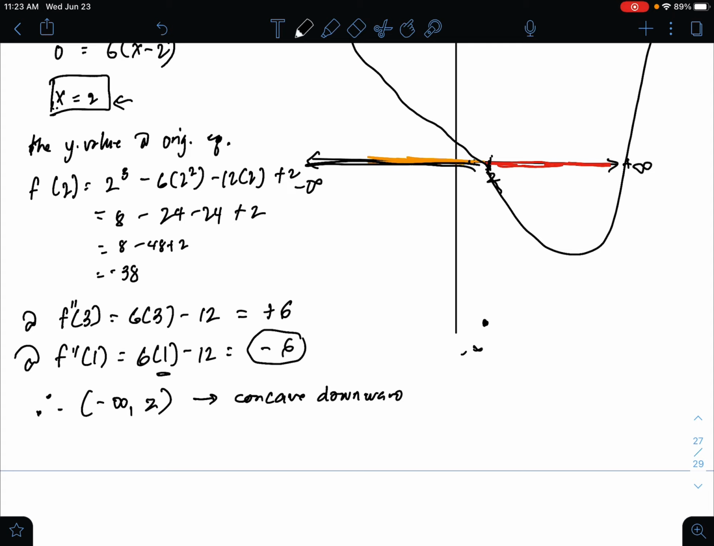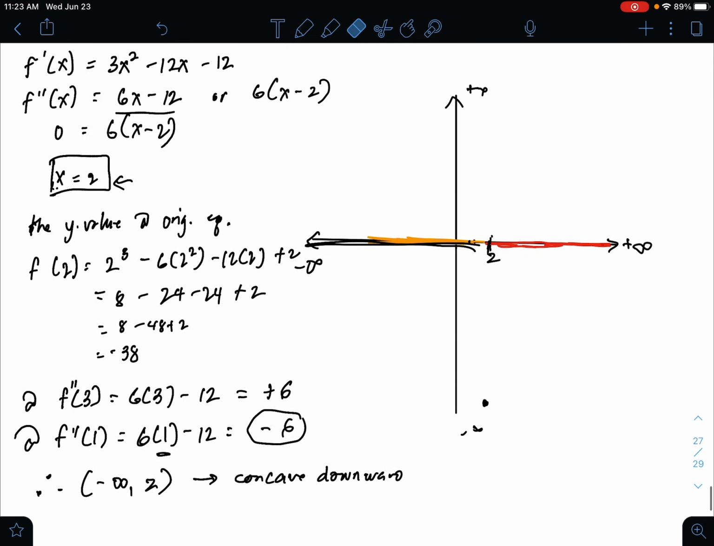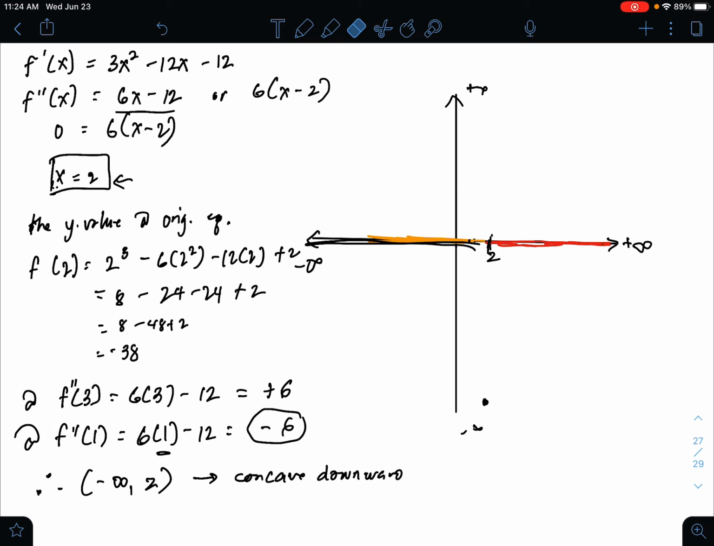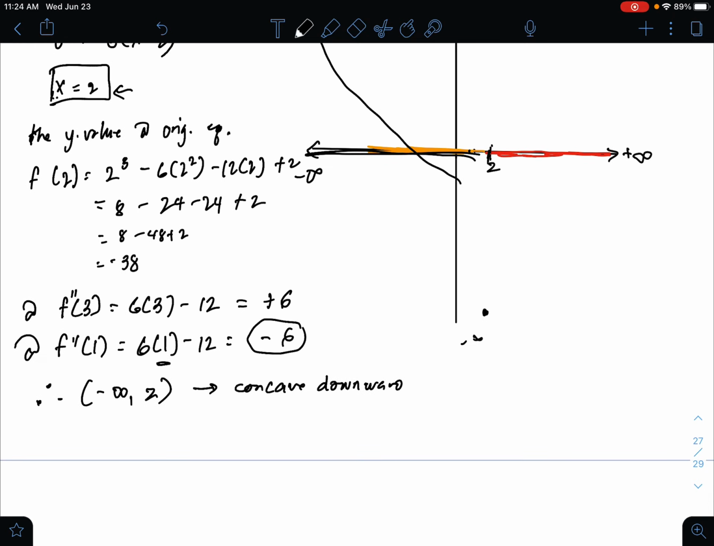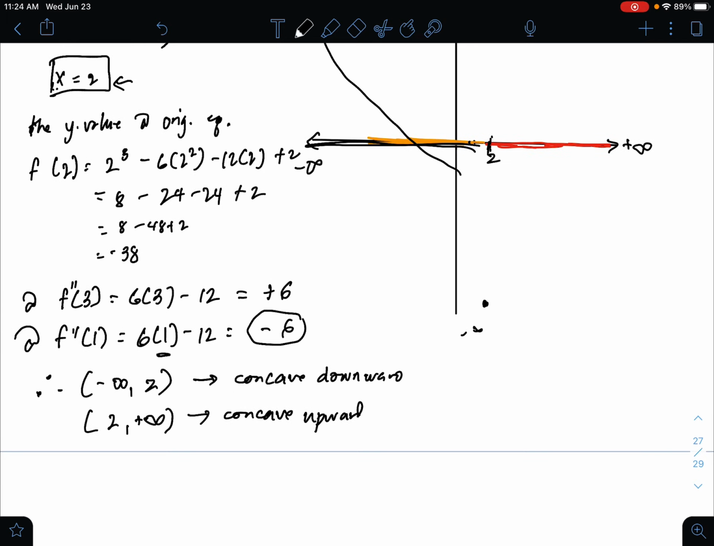Isa marag mali akong graph, no? Kani siya concave downward. Ang concave downward, ana man ang concave downward. Sige, wait lang. Then, from positive 2 to positive infinity, concave upward. Then, ang point of inflection is 2, negative 38.